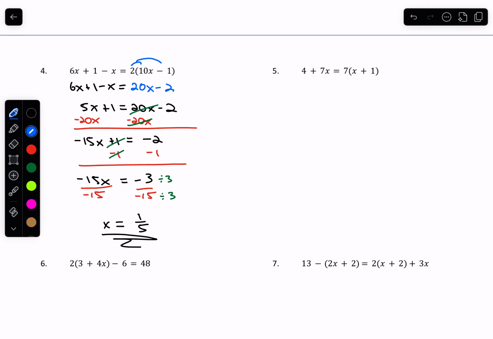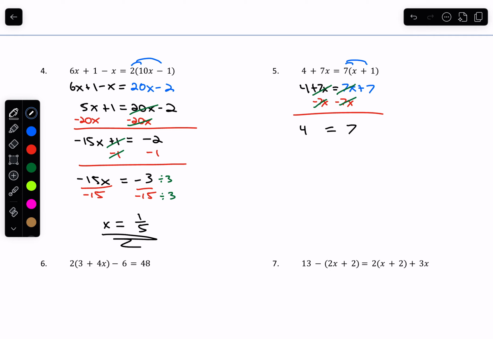All right, number 5. Again, we have some distribution to do. 4 plus 7x equals 7 times x plus 1, I should have said. So we'll distribute that 7 to get 7x plus 7. So we have 4 plus 7x equals 7x plus 7. When I start solving, I'll subtract 7x from both sides to get everything on the left. But when I do this, these 7x's cancel here and they cancel there, so I get 4 equals 7. That does not feel right.